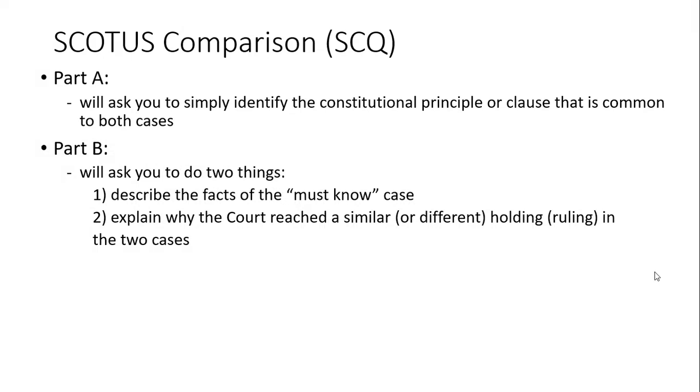Part B, as we said, is the most important part. And it's going to ask you to do 2 things to earn these 2 points. First, you will have to demonstrate your knowledge of the facts of the must-know case. And I am going to show you an example in a little bit and how to go about doing this. But you will earn 1 point if you effectively show your knowledge of the must-know case and the facts of it. Now, the facts don't have to be incredibly detailed, but enough that the reader of your exam will say, okay, you do know that case.